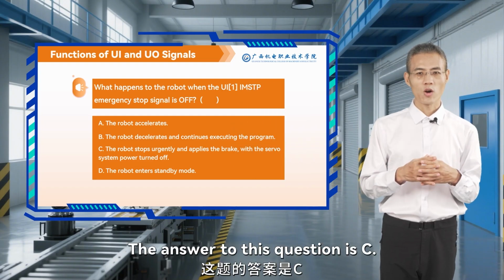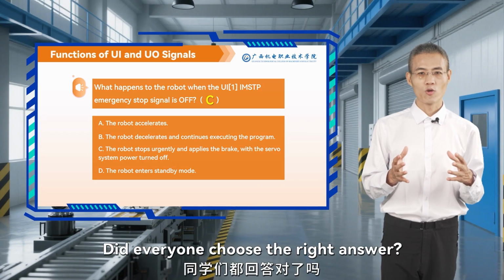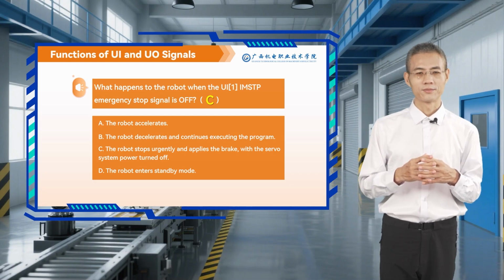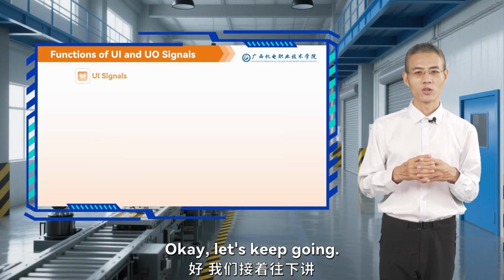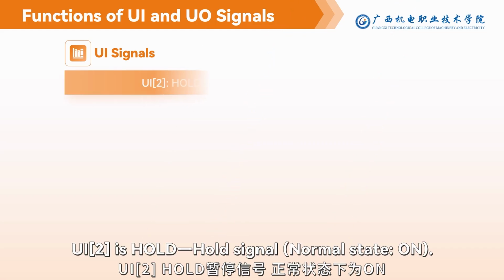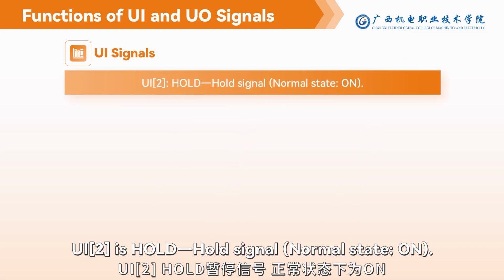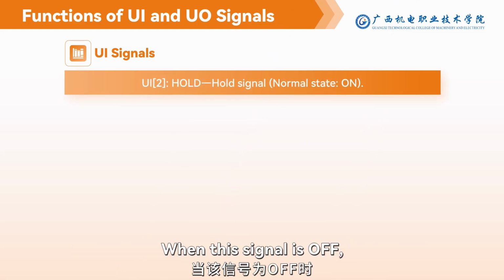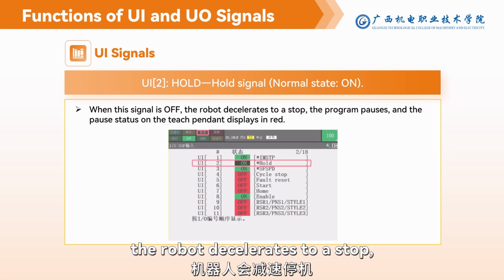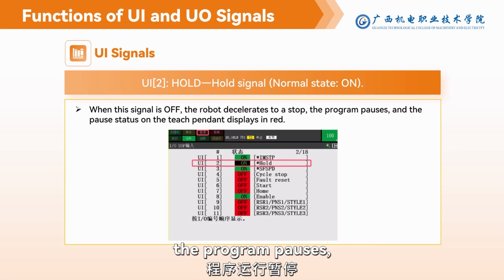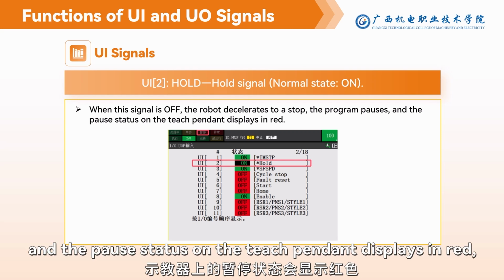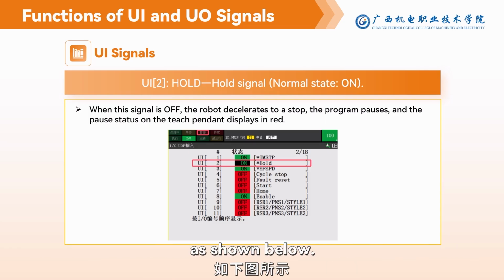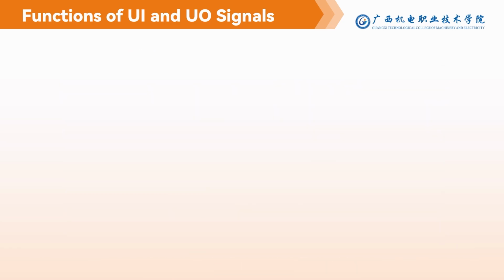The answer to this question is C. Did everyone choose the right answer? Okay, let's keep going. UI2 is the hold signal. When this signal is off, the robot decelerates to a stop. The program pauses, and the pause status on the teach pendant displays in red, as shown below.